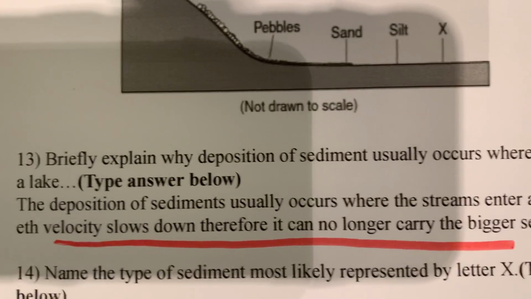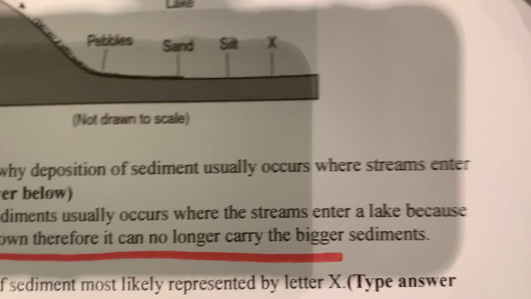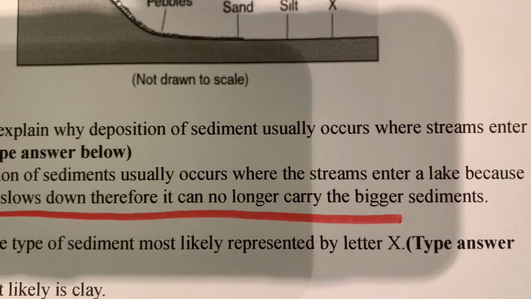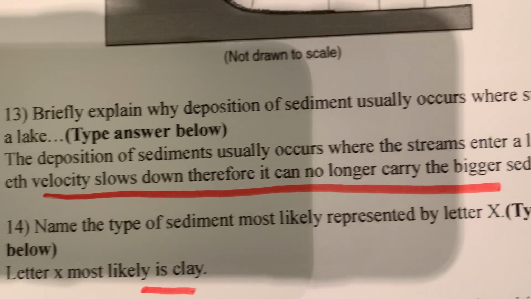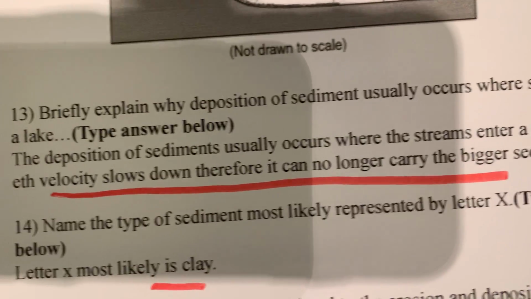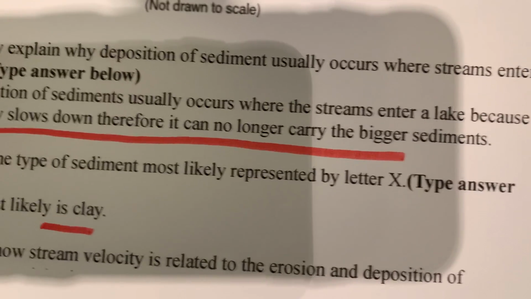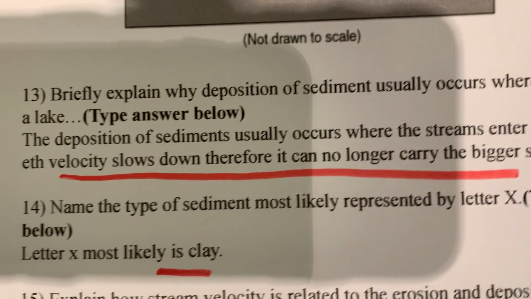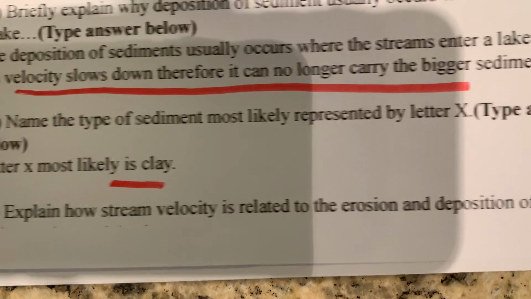All right, so for the short answer questions, briefly explain why deposition of sediments usually occurs where streams enter a lake. The deposition of sediments usually occurs where the stream enters a lake because the velocity slows down, therefore it can no longer carry bigger sediments. Good, thank you. This is a student example, it's a good, correct answer. Name the type of sediment most likely represented by letter X. Well, X is after silt, and if you look at the chart, clay is after silt. Explain how stream velocity is related to the erosion and deposition of sediments.